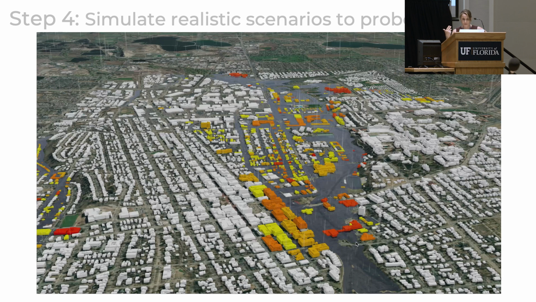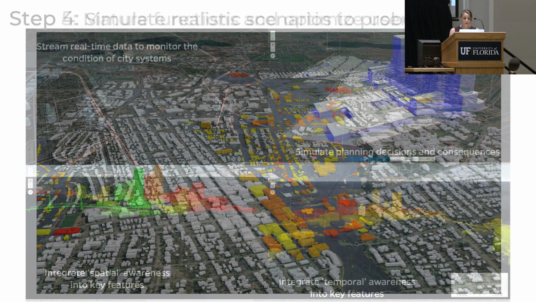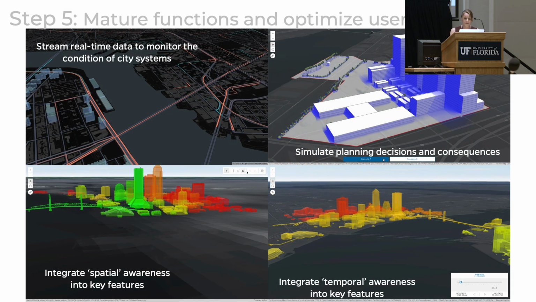This is a simulation of what we're working towards building in Jacksonville, but imagine that for various types of hazards, we can project what will be flooded and what's the level of projected damage, say, to these homes, as well as information about the residents living in them. All right, so looking ahead, we're really excited to start to mature the functions and optimize the user experience of our digital twin. This might include streaming real-time data to monitor the condition of the city's various systems.